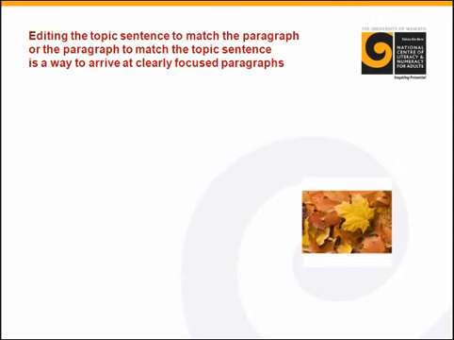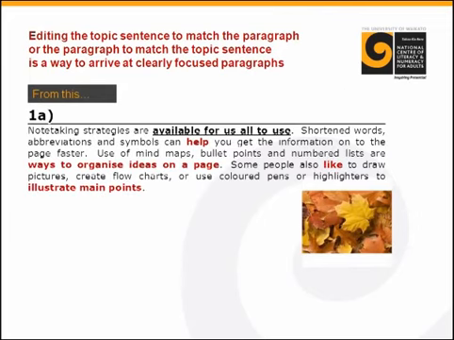So if we think about editing the topic sentence to match the paragraph, occasionally we match the paragraph to match the topic sentence, but we might then revise and edit that paragraph from this to this.